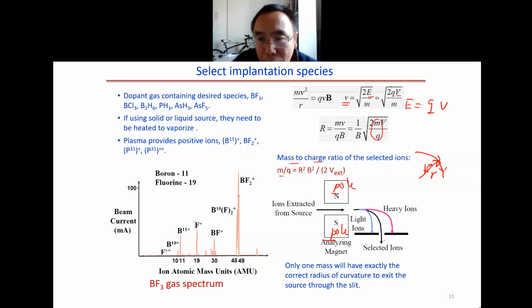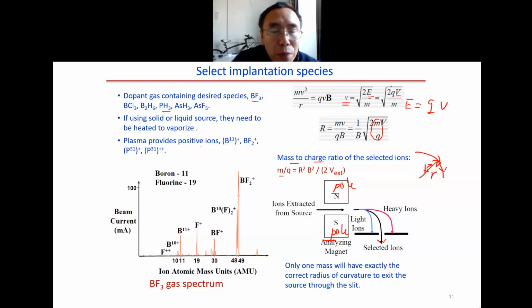Then we can have a small opening here, and only this one can come through. So the dopant gas contains the desired species. For example, we use BF3 or phosphine or those gases. If we use a solid or liquid source, they need to be heated to vaporize first.